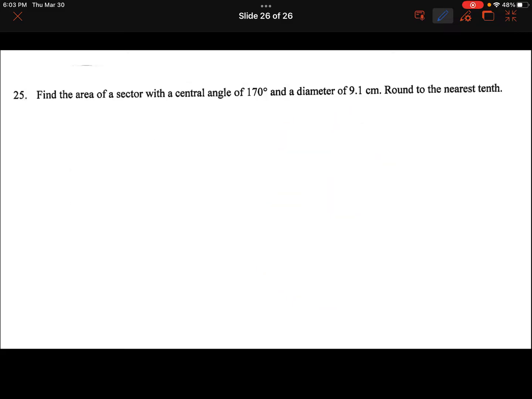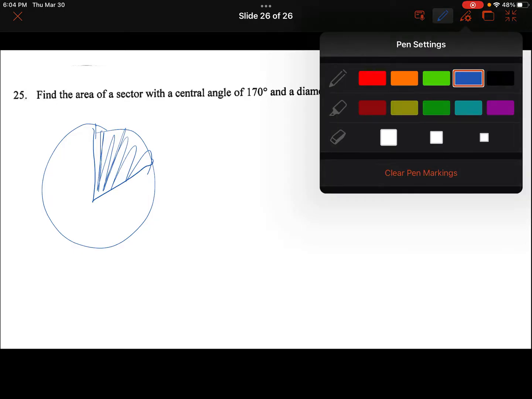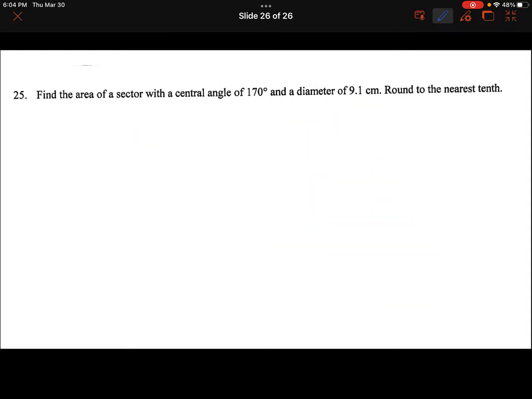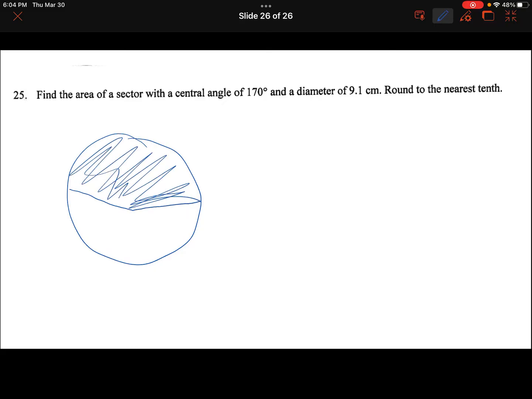What's the area of a sector? Remember the area of a sector? It's like a slice of pie, like a slice of pizza right there. That says the central angle is 170, so that was not at all drawn to scale. Make sure everything else is still there. Good. Central angle is 170, so we're actually looking at something that's almost half of the circle, but not quite. So this is a 170 degree central angle.